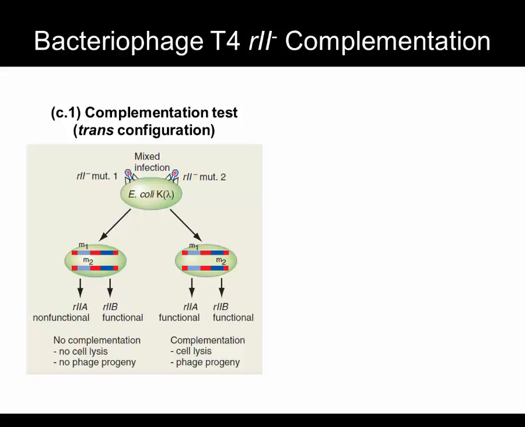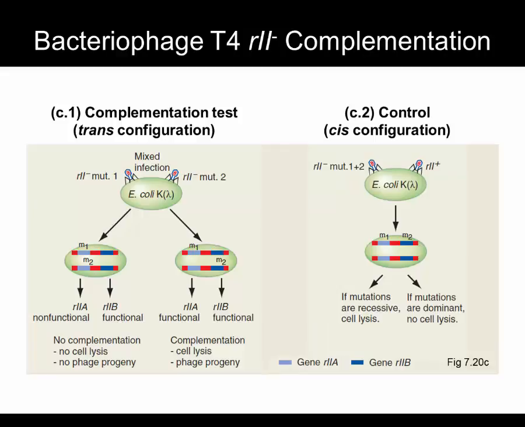When the two mutations are in different alleles, we call this the trans configuration. We also do a control with the mutants in the cis configuration, both on the same chromosome. The double mutants are co-infected with wild-type phage. As long as the mutations are recessive, there should be cell lysis. But if either mutation is dominant, it will stop the wild-type phage from functioning normally. It's important to do this control because, again, complementation only works with recessive mutants. Complementation groups identified with these cis-trans tests were dubbed cistrons, which is now synonymous with genes.